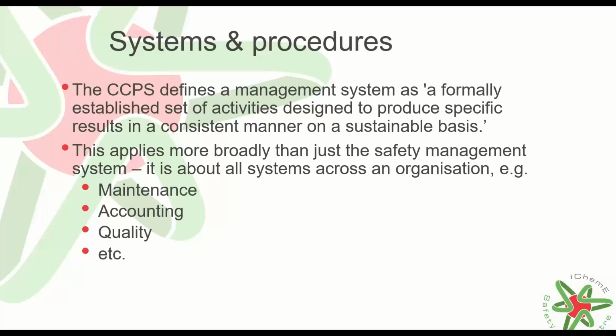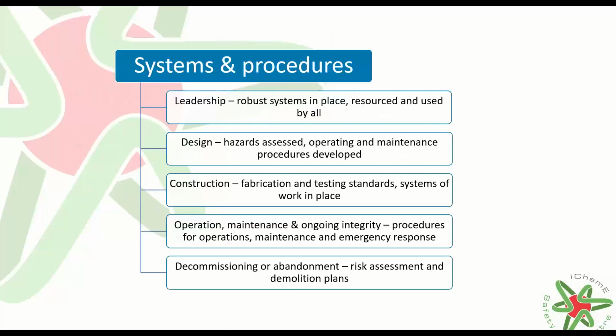You might have maintenance systems, accounting systems, quality systems, environmental systems. As I said, there's a range of them in any organisation. So if we talk about the leadership aspect here, we need to make sure that we've got robust systems in place and that they're resourced and they're used by everybody. Use of the management system is not an optional extra, no matter what level in the organisation you are. So the leaders cannot be bypassing the use of management systems just because they're the leaders or they're the managers. They don't get to bypass it. They still have to follow the processes as well.